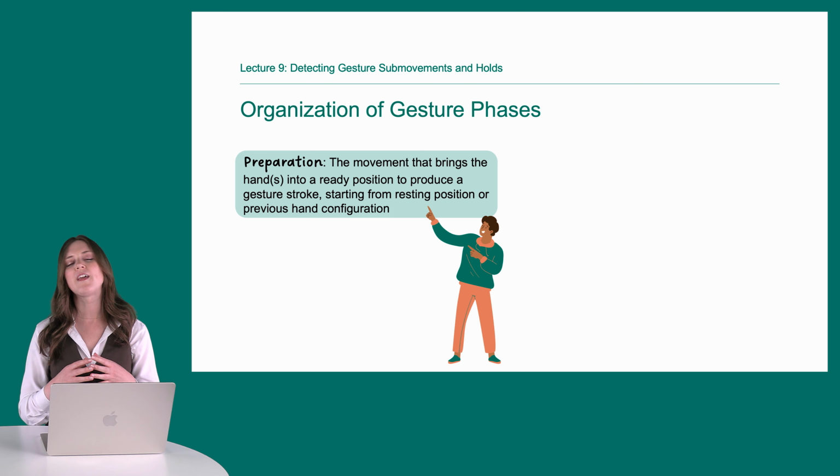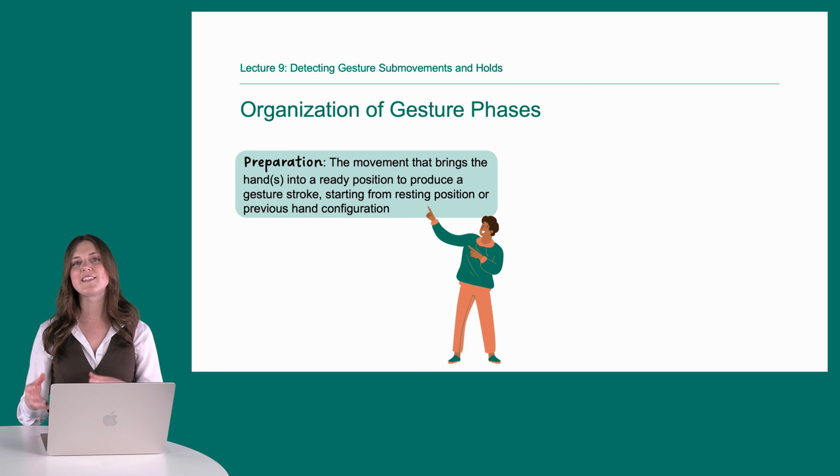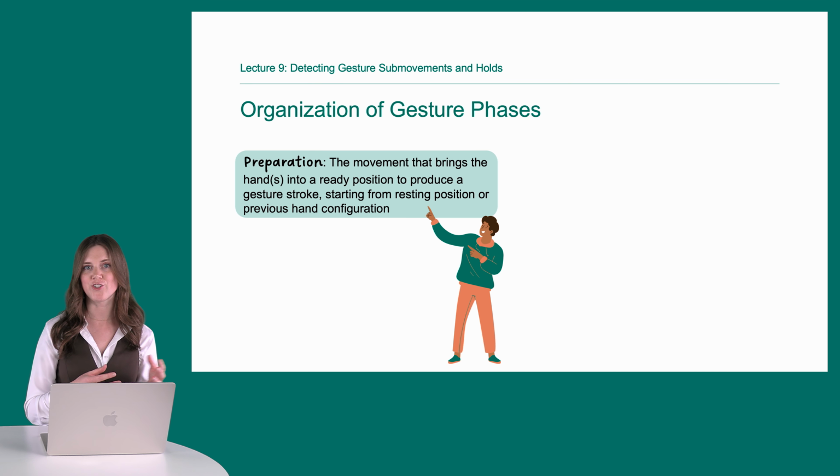I want to start with a brief overview of how gestures are organized. Gestures can be broken down into distinct smaller phases. The first phase is called the preparation phase. This is the moment that brings the hands into a ready position to produce a gesture stroke. A preparation phase can start from a resting position or from the hand configuration of a previous gesture.